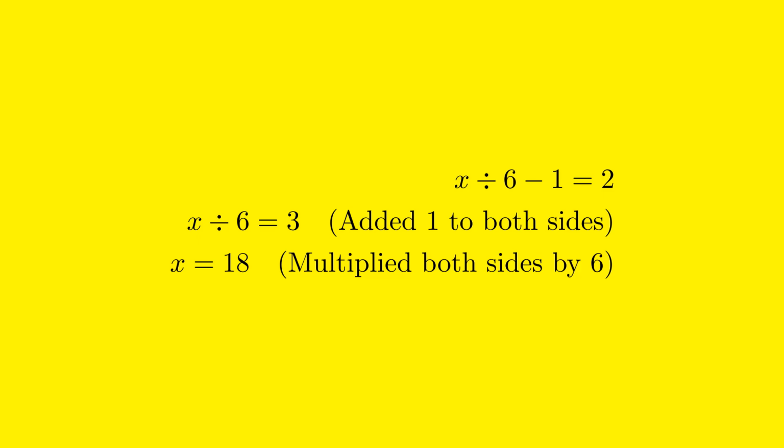To summarize, we started with the equation x divided by 6 minus 1 equals 2. We first added 1 to both sides to get x divided by 6 equals 3. Then we multiplied both sides by 6 to isolate x, resulting in x equals 18. Therefore, the solution is x equals 18.